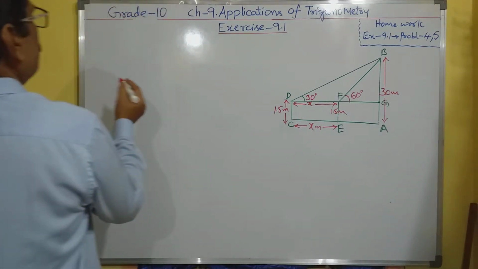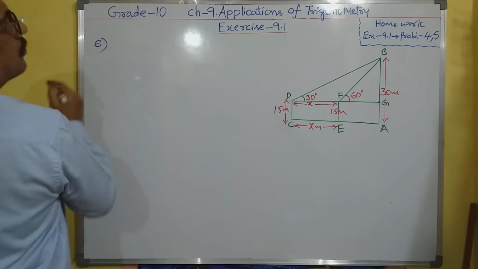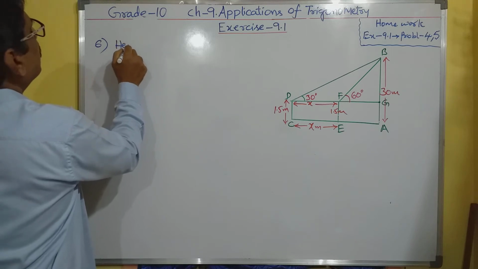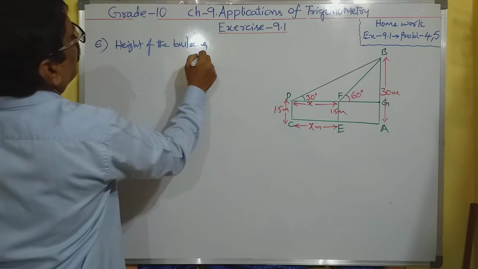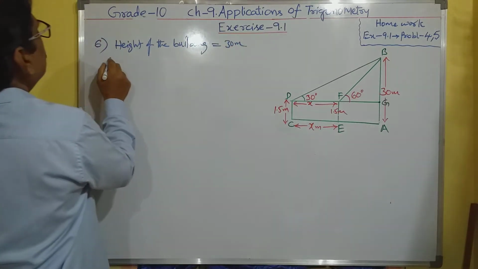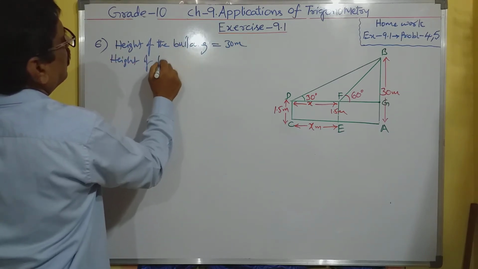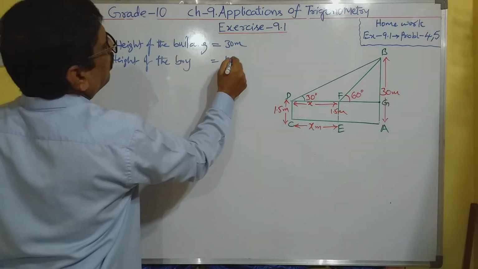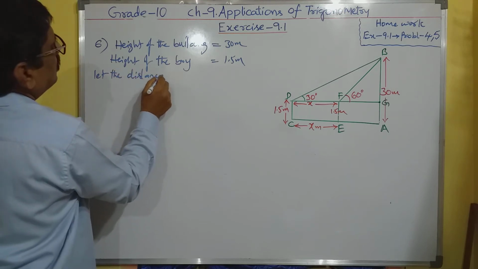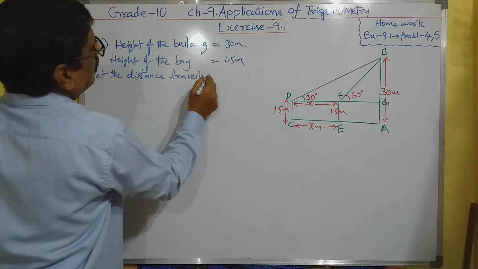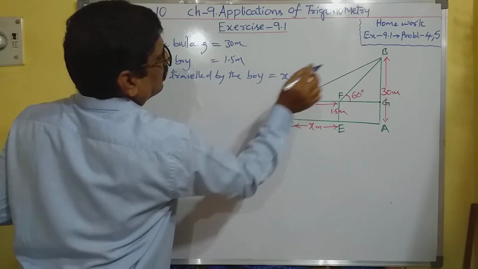Okay, now let us do the problem. This is the problem number, what is the problem number? 6. Height of the building is equal to 30 meters, and height of the boy is equal to 1.5 meters. Let the distance traveled by the boy is equal to x meters.